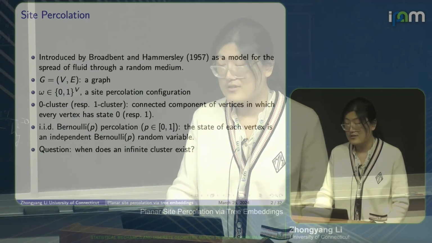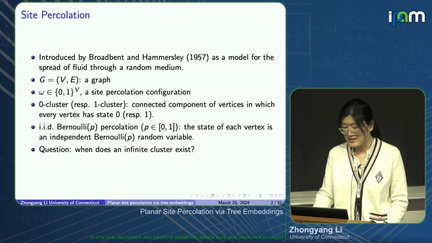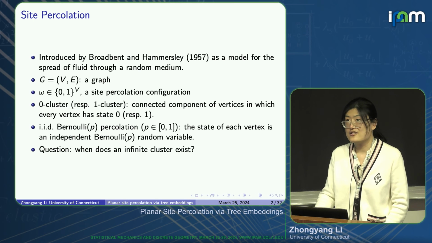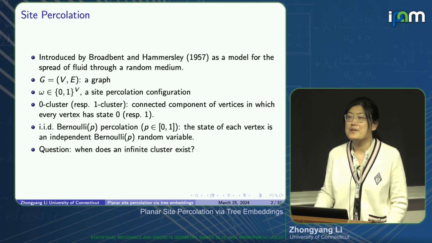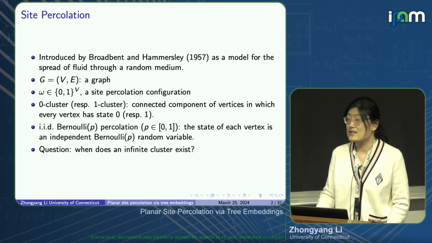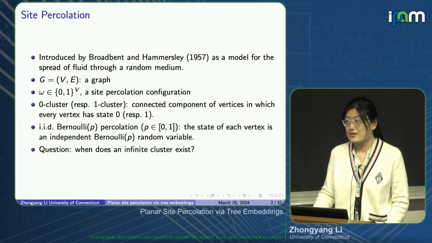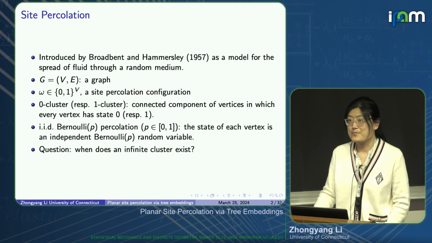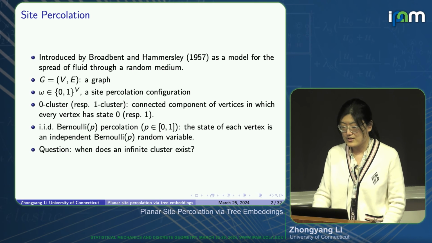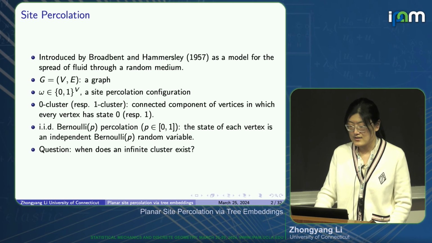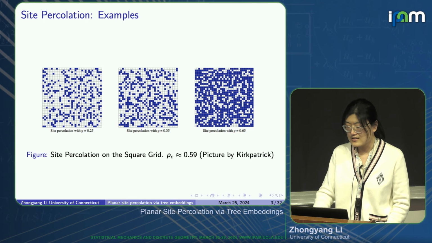We want to know when an infinite cluster exists. Understanding this question intuitively, when p is small, it is less likely that each vertex takes the value 1, and then an infinite one cluster is less likely. As we increase the value of p, it becomes more and more likely to have an infinite one cluster, because the probability that each vertex takes value 1 increases. So the question is, when does an infinite one cluster exist? Indeed, this is the case.